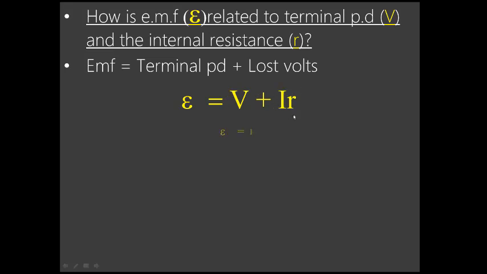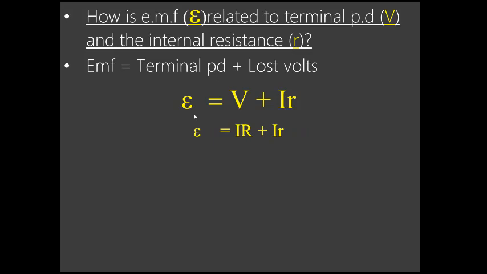Remember, we define terminal voltage as the PD across the internal resistance of the cell. So that is the current flowing through the cell times the internal resistance. This is the terminal PD, the PD across the terminals of a cell in a closed circuit. This is the EMF, the PD across the terminals of a cell in an open circuit.